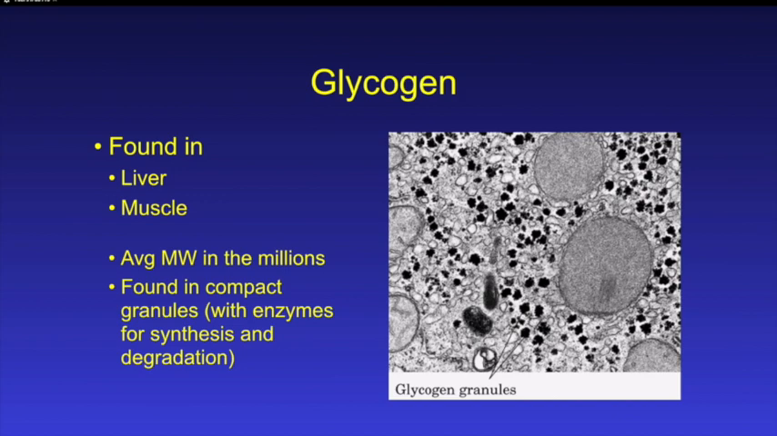Now, if you actually look at glycogen under a light microscope, you see these dark spots. These are glycogen granules. They are large enough to see under a light microscope, and so they're relatively large. We find glycogen stores most often in liver and muscle, and the average molecular weights of these packets, these granules, are in the millions of grams per mole.